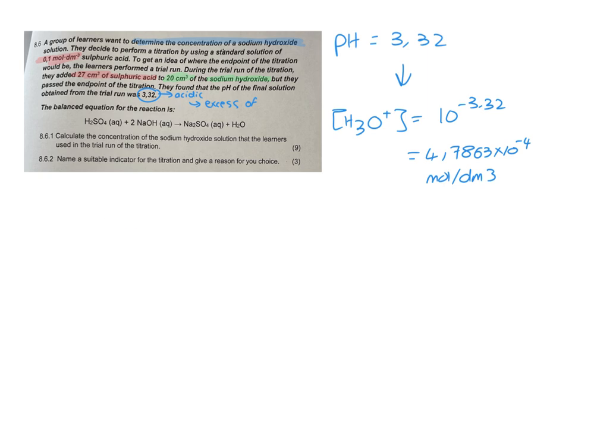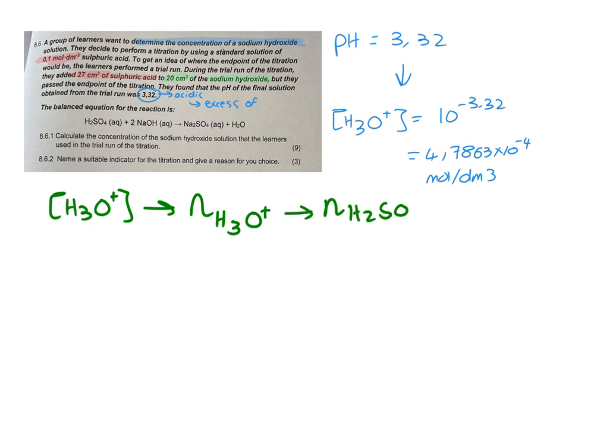So once you have the concentration of H3O plus, you're going to use it to get the moles of H3O plus. And then you're going to use the moles of H3O plus to get the moles of sulfuric acid. This will give us, because this is in excess, also the moles of the acid in excess. Why is that important?